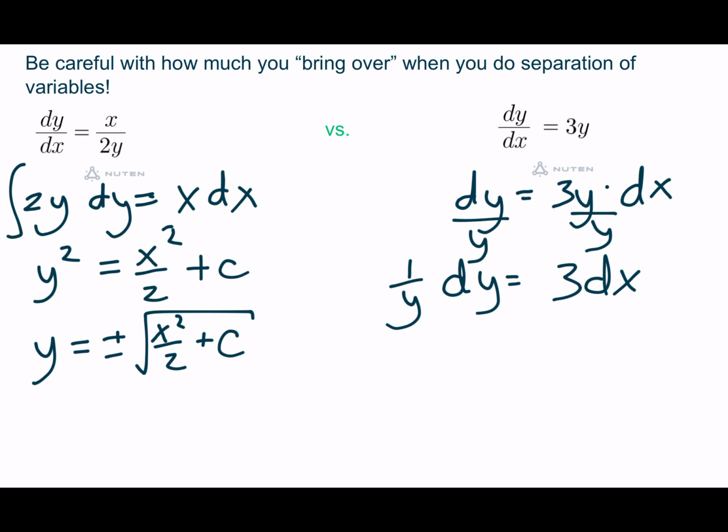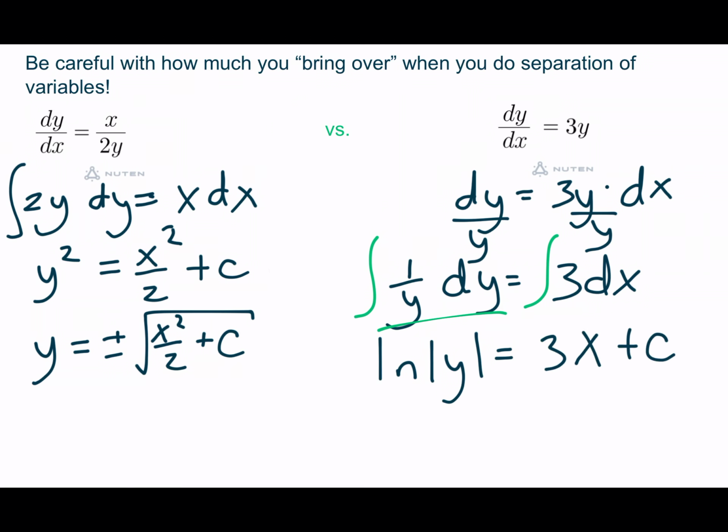And when I do this, I don't need to struggle with this integral. It's no longer a composite that either needs to be simplified or requires a u sub. I just get to integrate it. And the antiderivative of 1 over y dy is natural log of absolute value of y. The antiderivative of 3 dx is 3x plus c. And now I can e both sides. So I'm going to have y equals ce to the 3x.